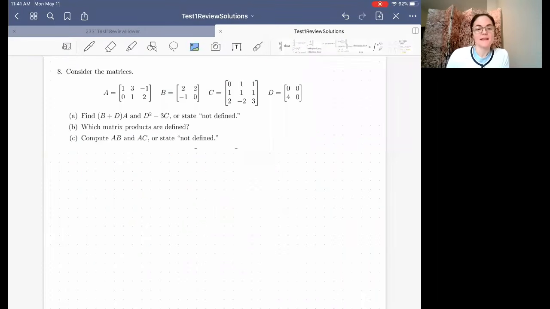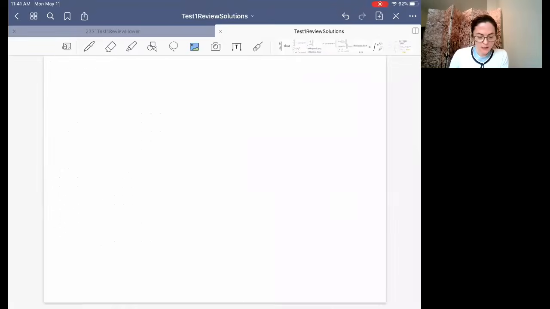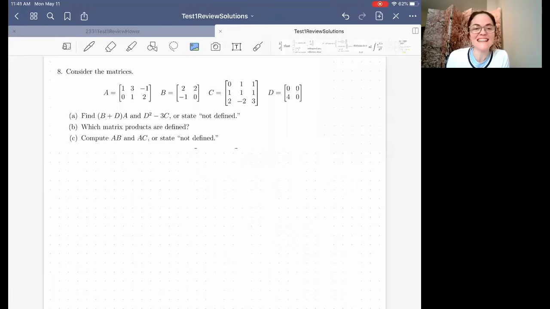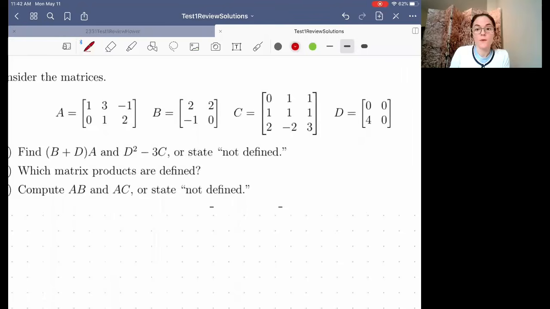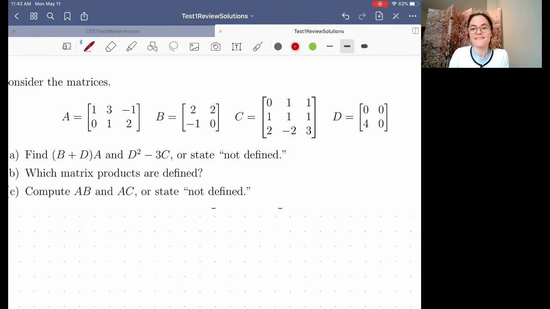Now for number 8. So I moved to the next page because I really didn't have enough space for this problem on the page I was on. Okay, great. Now, in order to answer a lot of these questions, we have to think about the sizes. So let me do that. I'll zoom in, and we're going to do that first. Okay, A is 2 rows by 3 columns. B is 2 rows by 2 columns. C is 3 rows by 3 columns, and D is 2 rows by 2 columns.